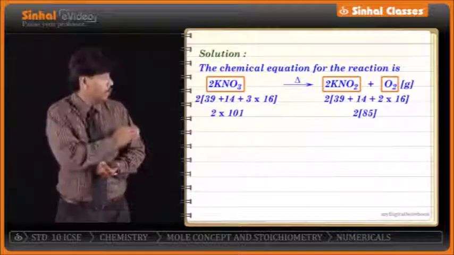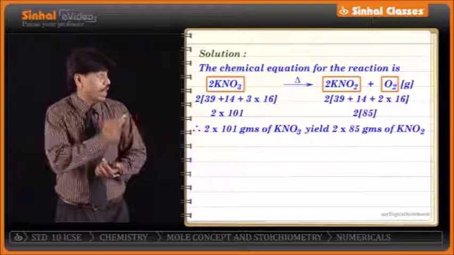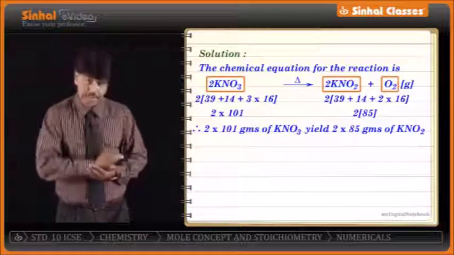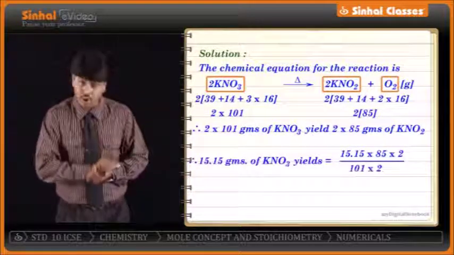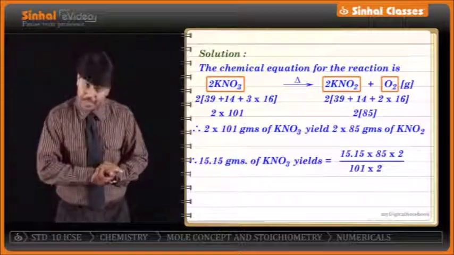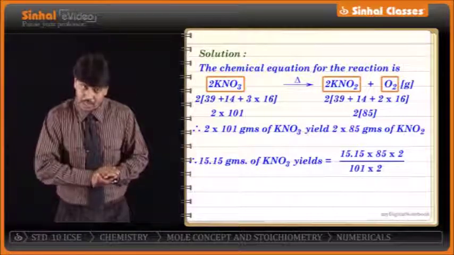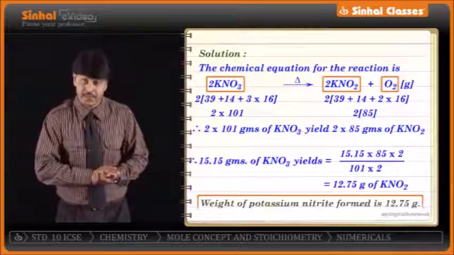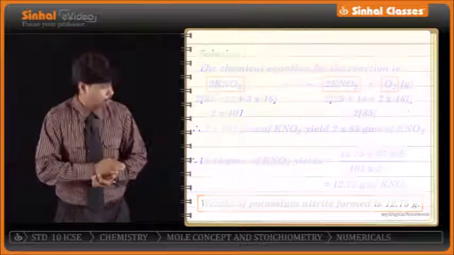Therefore, 2 into 101 grams of KNO3 yields 2 into 85 grams of KNO2. Therefore, 15.15 grams of KNO3 yields blank grams of KNO2. Cross multiply it. 15.15 into 85 into 2 divided by 101 into 2. Answer will be 12.75 grams of KNO2. Now let's take one more example.